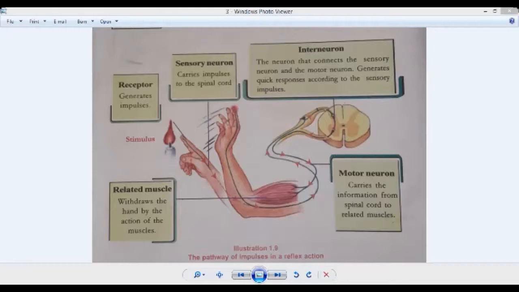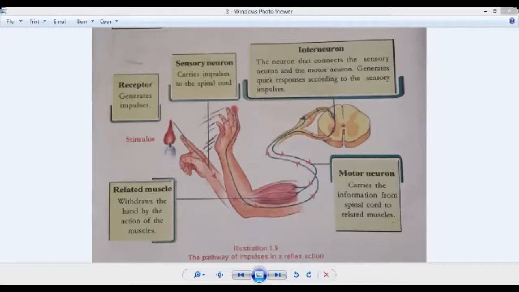Here, the receptor, you all know that in all the body parts and sense organs, receptors are present for generating impulses. The receptors on the fingers generate the impulses. And that message is sent through the sensory neuron. So the sensory neuron carries impulses to the spinal cord. When it reaches the spinal cord, the response is connected to the motor neuron with the help of the interneuron. Interneurons means what? The neurons that connect the sensory neuron and motor neuron and generate a quick response according to the sensory impulses. So when the sensory impulses reach the spinal cord, a quick response is generated there.